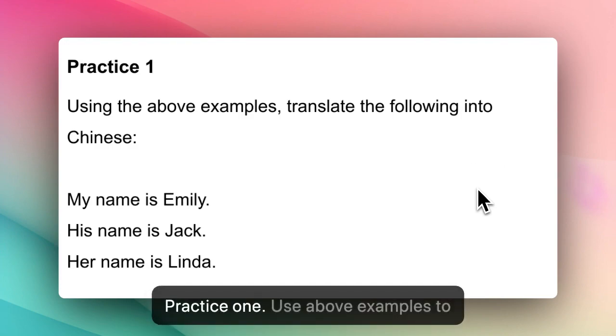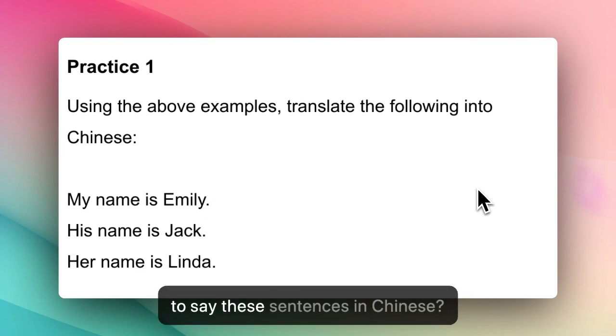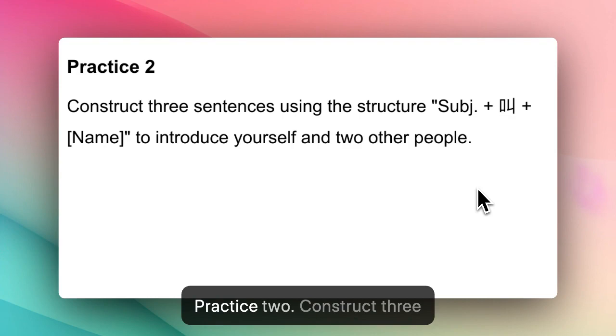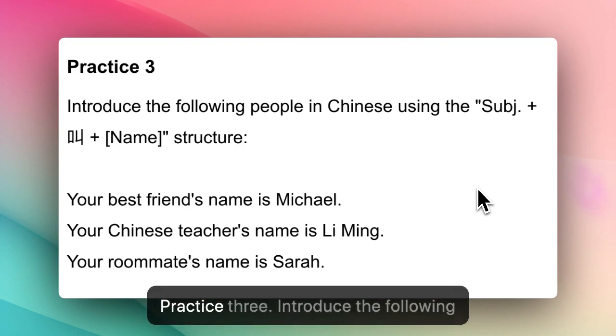Practice 1. Use the above examples to translate the following into Chinese. How to say these sentences in Chinese? Practice 2. Construct 3 sentences. Use the structure to introduce yourself and other people. Practice 3. Introduce the following people in Chinese. Use this structure.